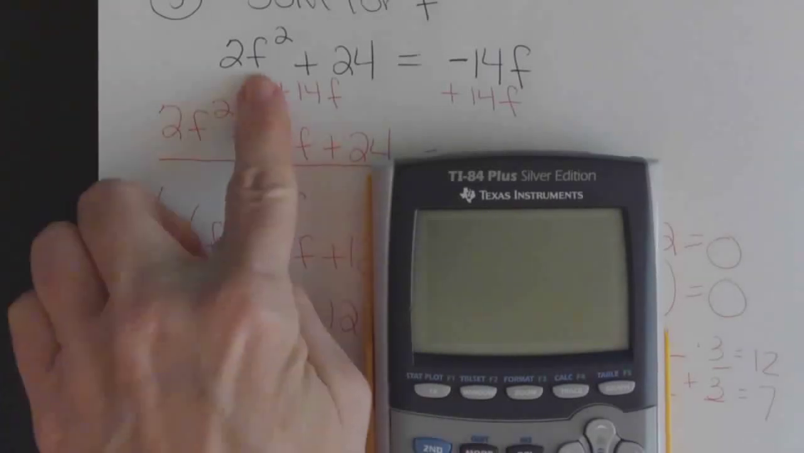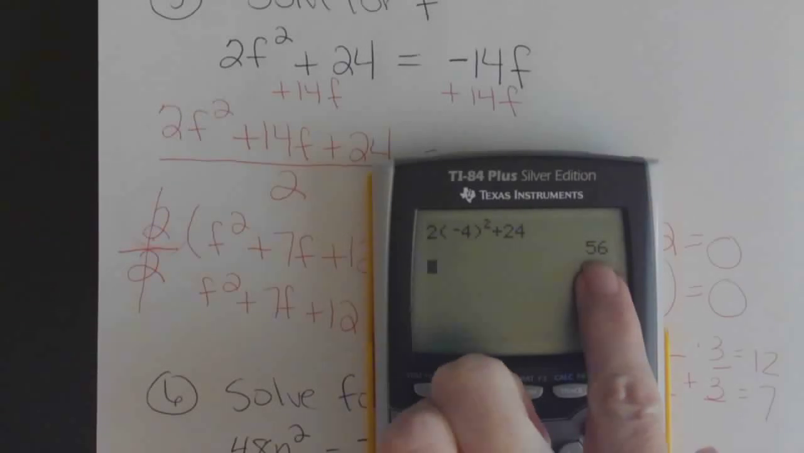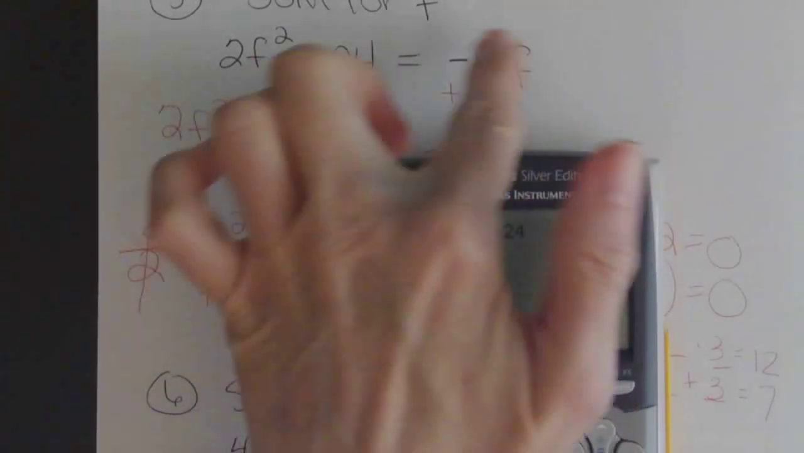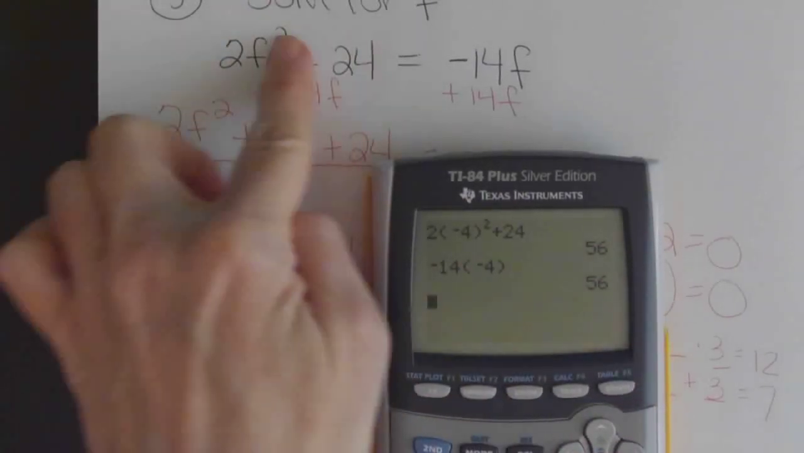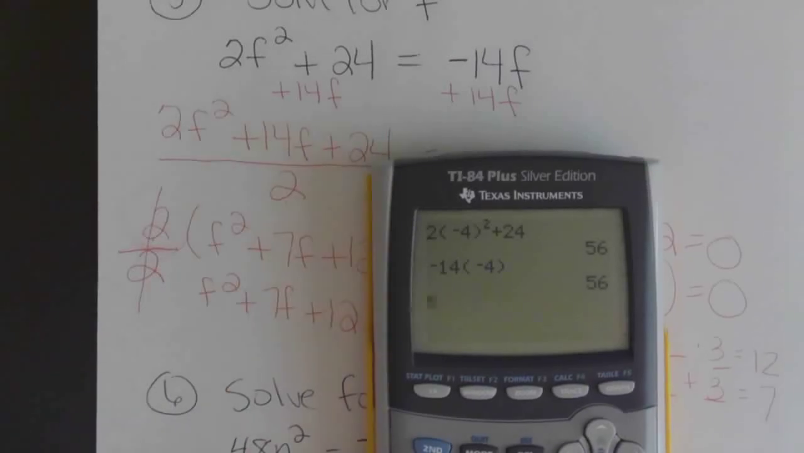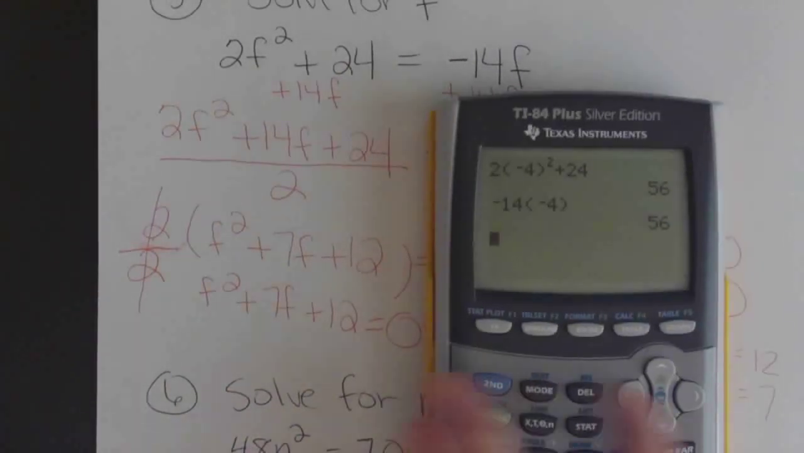And the cool thing is if you take these back to this original problem, let's just say you keep it as it is here in black, and you replace the f's with -4, watch what happens. So if I replace this with a -4, I would have 2 times -4 squared plus 24, and that makes 56. And then if I take this side, -14 times -4, see how I also get 56?